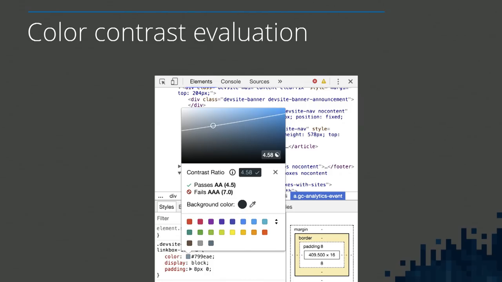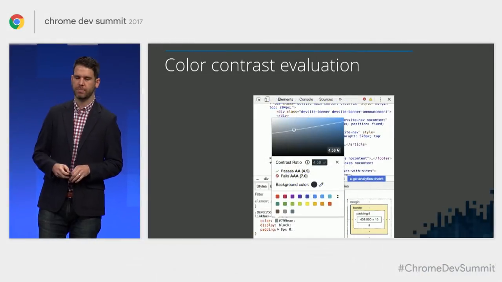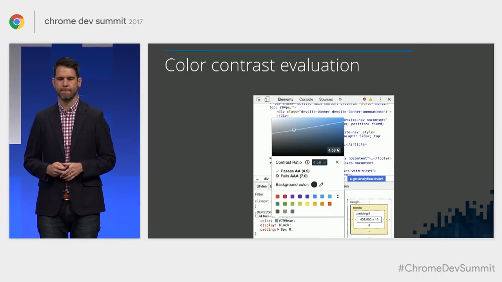Now, next up, we have a new experiment about to ship for color contrast. The line in the swatch here is coming down and giving you an idea of, on one side of the line, the contrast is good, on the other side, it's bad. And so as you move around and select colors, it's going to give you feedback and tell you if you're hitting certain thresholds. You can select the background color and get kind of a preview right there. So please do give this a shot, give us your feedback.